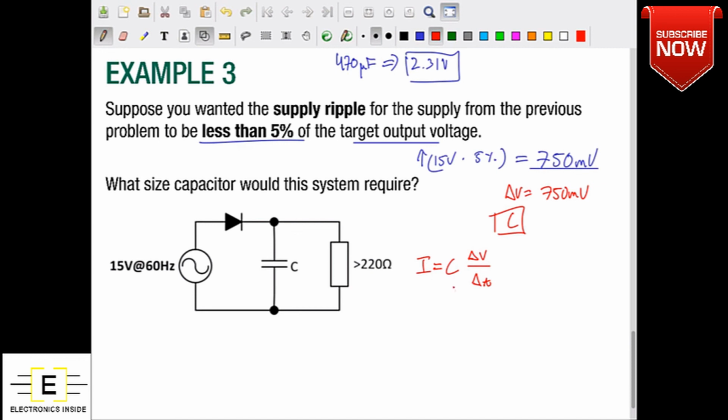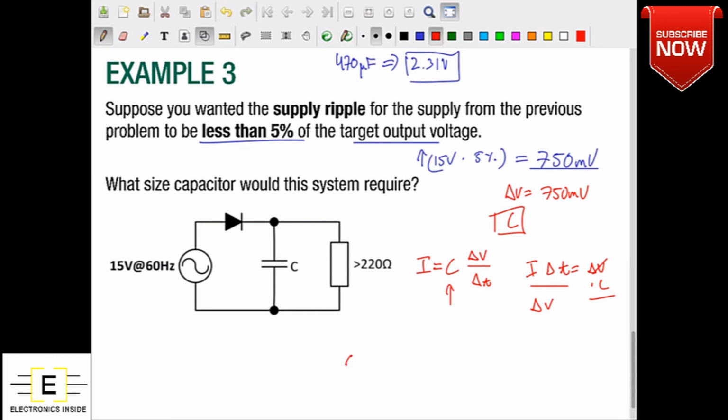And so if we want to solve for that capacitance, effectively we multiply both sides by the time period. We get the average current times the time period equals the supply ripple times the capacitance. And if we divide both sides by the supply ripple, we get that our capacitance is equal to our average current times the time interval over our desired supply ripple. And all that together gives us the capacitance we'll need for that particular value.